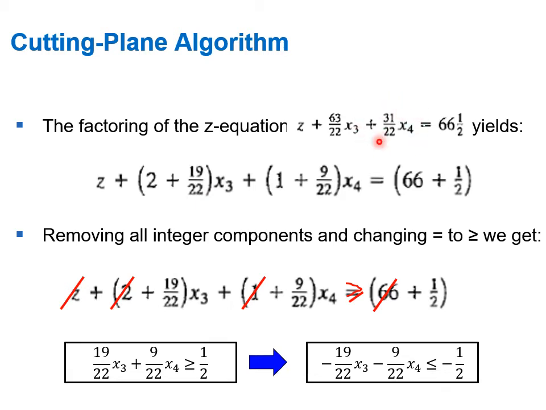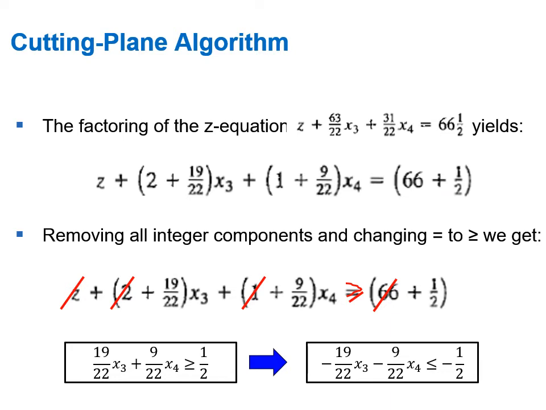What about the third one? It is 1 plus 9 over 22. Okay, so integer plus positive fraction, and equal to the right hand side. We write the right hand side again as an integer plus a fractional part, 66 plus 1 over 2. So this is the first step.